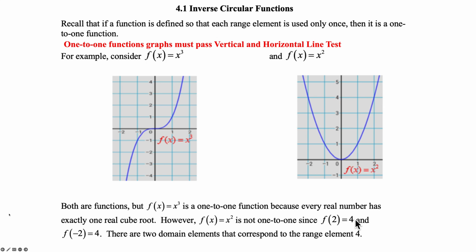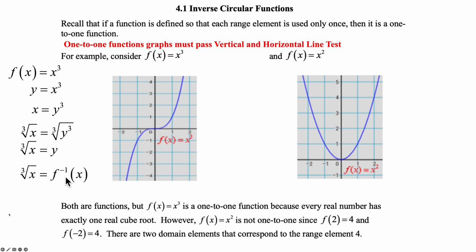You can't have two x coordinates that generate the same y coordinate. In order to be one-to-one, every x corresponds to one and only one y, and every y corresponds to exactly one x. So if we were to find the inverse function of f of x equals x cubed, you take out the f of x, put in a y, switch the x and y, that's the important concept about inverse functions here, solve it for y, and you get y equals the cube root of x.